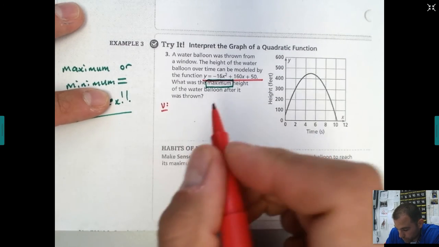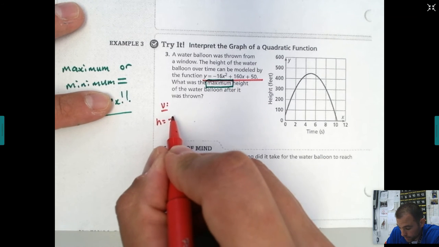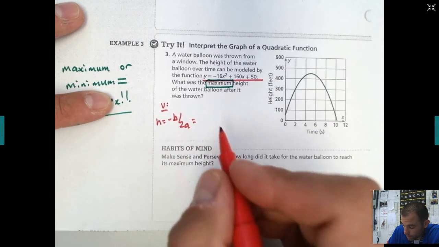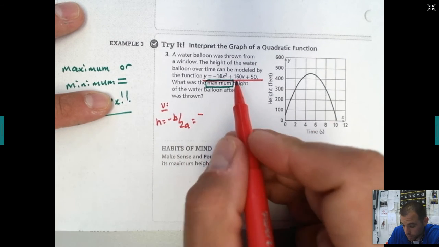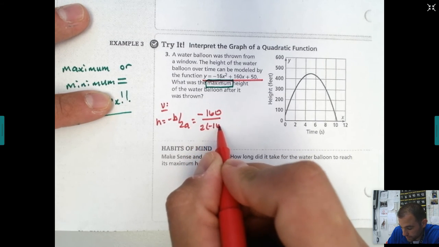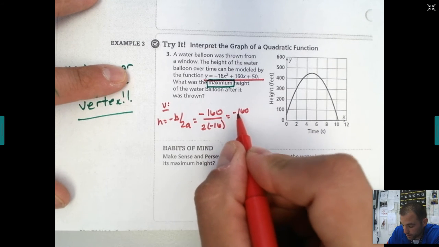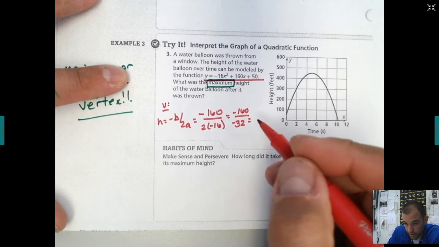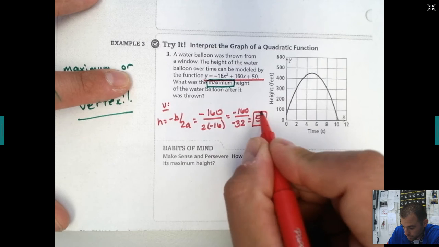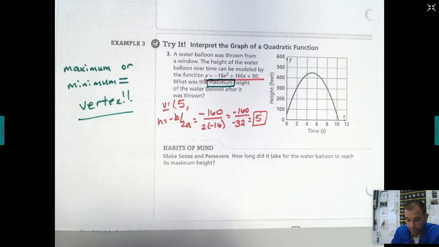So the vertex, okay, remember it's always H and K, but this is standard form. So we're going to use that formula we talked about at the beginning. Negative B over 2A. So B in this case is 160. So negative 160 over 2 times negative 16. Okay? So that would be negative 160 divided by negative 32. And if you divided those, you would get a positive 5. So my vertex, the first part, the H value of my vertex is 5.